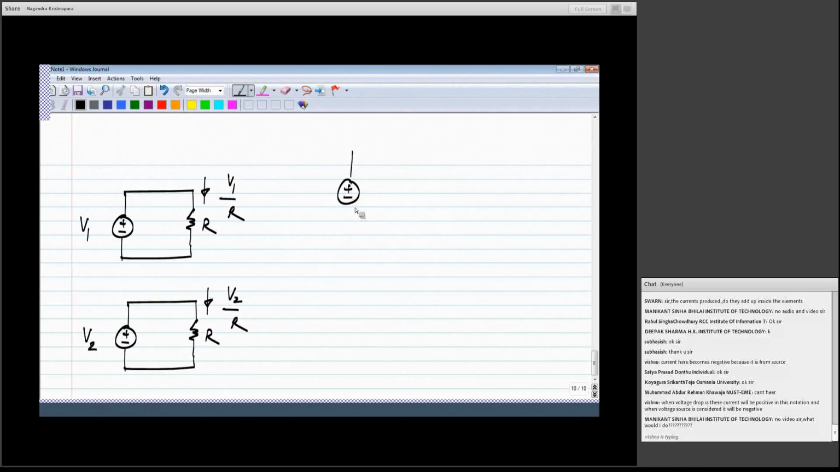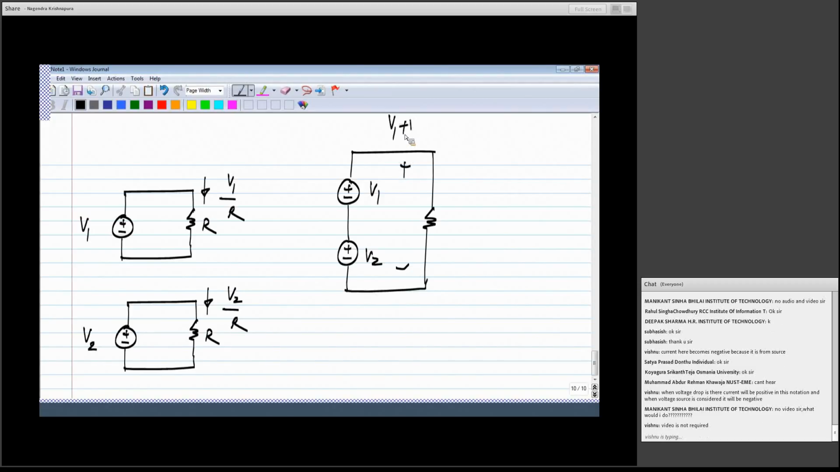And if I have V1 and V2 in series applied across the resistor, the voltage across the resistor will be V1 plus V2 and the current through the resistor will be V1 plus V2 divided by R, which is V1 by R plus V2 by R. Okay, the voltage across the resistor here is V1, the voltage across the resistor here is V2.